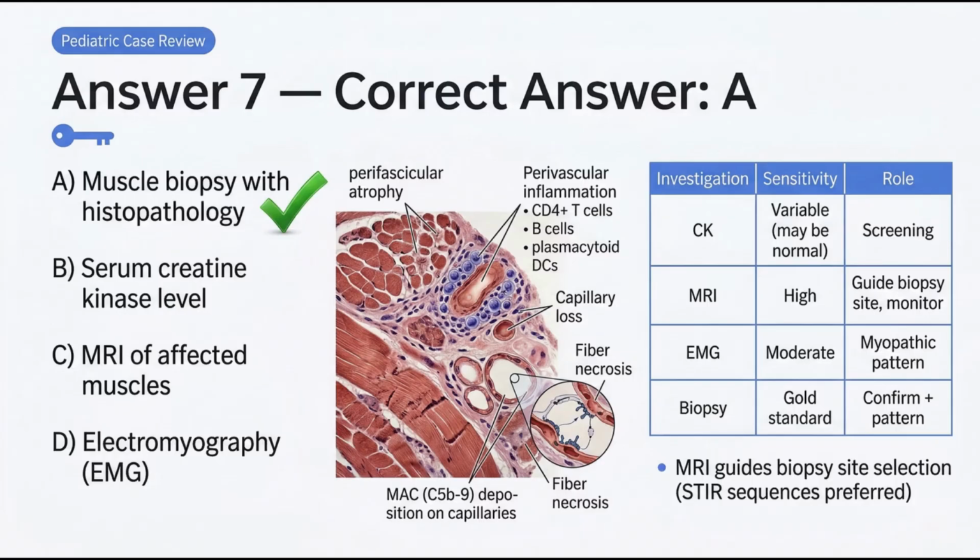specific pathological pattern. Hallmark histological findings include perifascicular atrophy, perivascular inflammation, capillary loss, membrane attack complex deposition on capillaries, and fibronecrosis. Creatine kinase is a useful screening biomarker but has variable sensitivity and may even be normal in juvenile dermatomyositis. Magnetic resonance imaging using short tau inversion recovery sequences has high sensitivity and guides optimal biopsy site selection to avoid false negative results. Electromyography shows a myopathic pattern but is less specific and more invasive for children.